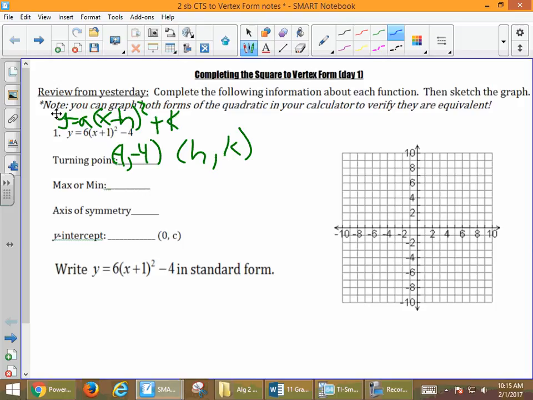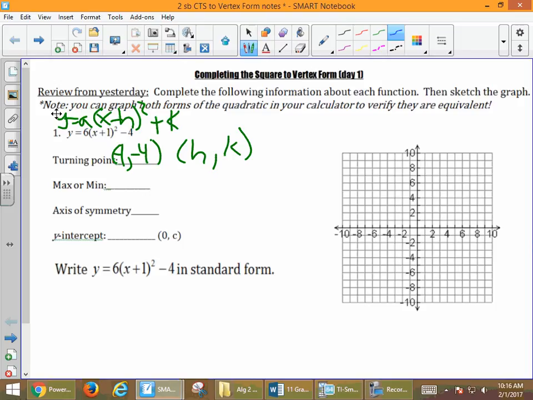Whether the number outside of x is positive or negative. So we're going to look at our coefficient for a, which in this case is 6, and then we're going to see if it's positive or negative. If it's positive, that means the graph is facing up, and that means our turning point is going to be at the bottom. If it's negative, our graph is facing down, and our turning point is going to be at the top, so we get a maximum.